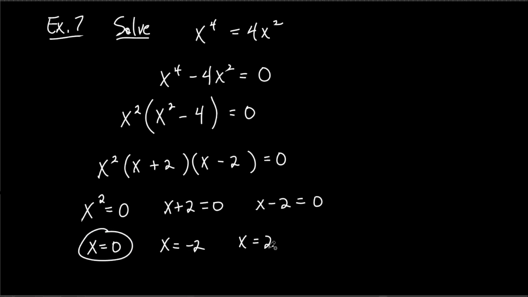Let's do the easier one first. Let's put the positive 2 in for this. So 2 to the 4th. What's 2 to the 4th? 2 times 2 times 2 times 2. That would be 16. Correct.